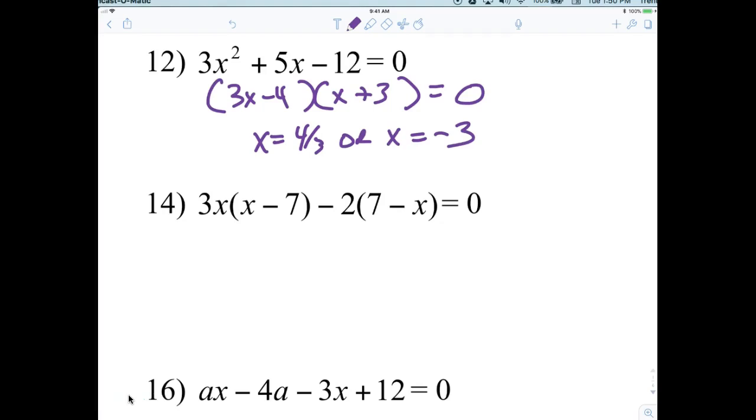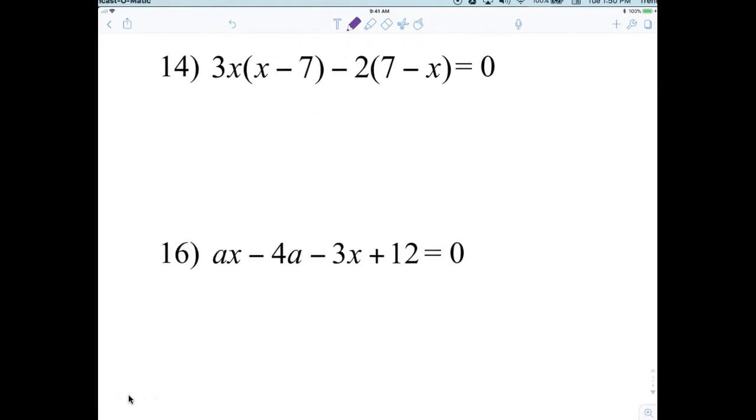All right, 14, we got a problem. So we got to think back. The issue is the x minus 7 and the 7 minus x, so I must factor out a what? A negative. When I factor out the negative, the minus becomes a positive. So come on, guys. 3x, open parentheses, x minus 7 plus 2 times x minus 7 equals 0. My expectation is that's easy. If you don't see it, you got to talk now.